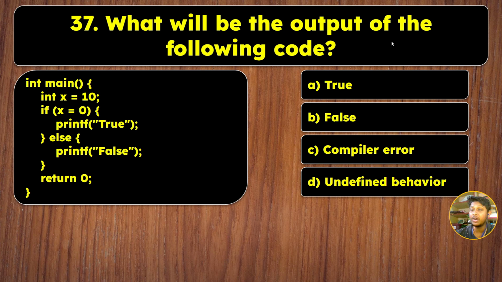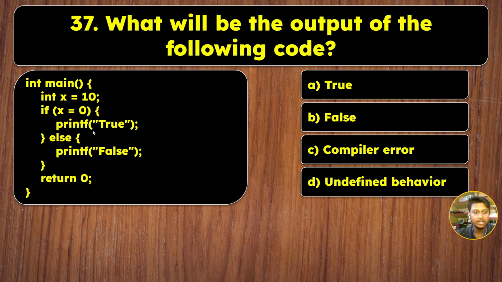Now let's jump to our next question. What will be the output of the following code? Inside this main function, we have int x as 10, and after that we have a conditional statement x equal to 0. Look at this carefully. This is not equal to; this is a single equal to. If this condition is true, it will print true, or else it will print false. We have four options: true, false, compiler error, and undefined behavior. This is a very important question.